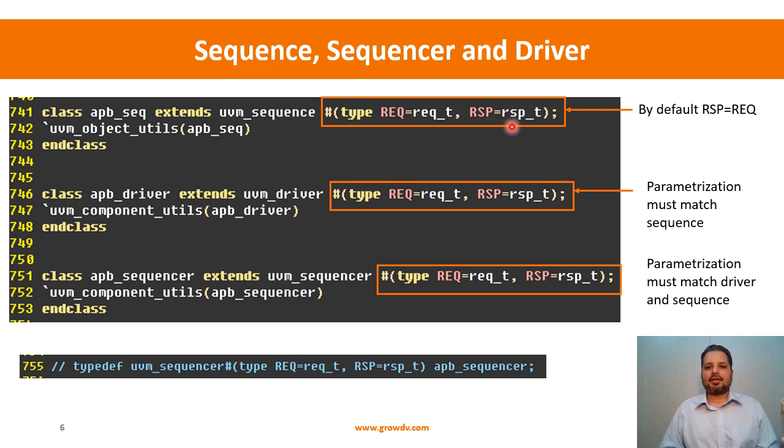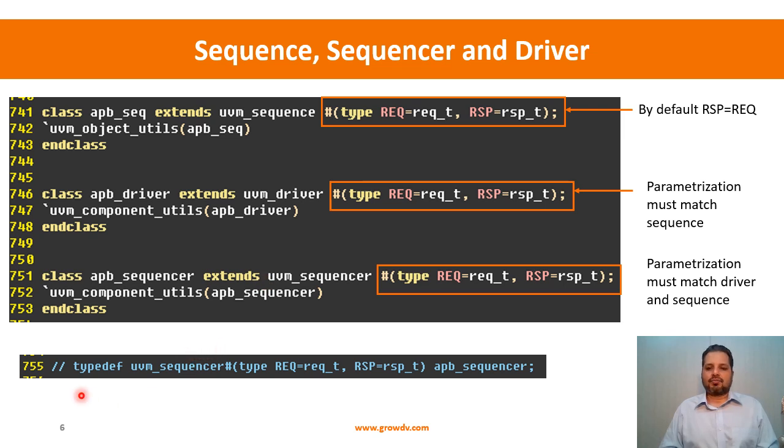the request type request_t and the response type response_t, two different request and response sequence items. And then the APB driver must also be similarly parameterized with the same request and response, and the sequencer must also be parameterized with the same request and response. So the parameterization must match: the driver parameterization must match with the sequence, and the parameterization of the sequencer must match the driver and the sequence. So when all three of them are parameterized with the same request and response, only then would the communication that we showed in the previous slide work.